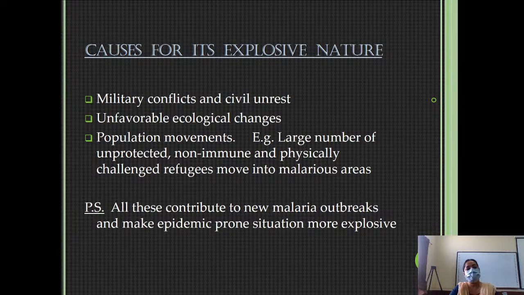So they have largely been responsible: ecological changes, population movements, changes in vector bionomics, or vector biology, have mostly been responsible for the explosion in the cases of malaria. I won't say in the past few years, because it has remained kind of static in its epidemiology or presentation for more than a decade now, and the control measures we are doing just do not seem to be enough to eliminate the disease or bring it to a proper control level. So all these things contribute to new malaria outbreaks and an epidemic-prone situation more explosive in nature.